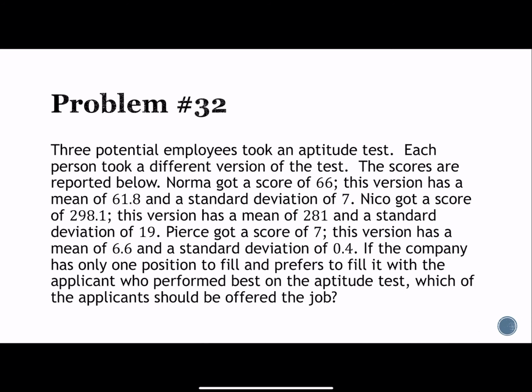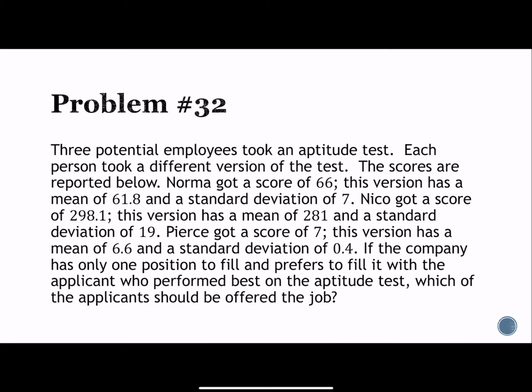Okay, we've got an aptitude test that employees took. So everybody took a different version. Okay, so we've got different scores here. If you read this carefully, the scores are all in different scales, right? So Norma got a score of 66, for example. Nico got a score of 298, so it's hard to compare. Okay, Pierce got a score of 7, right? So they're all over the place here.